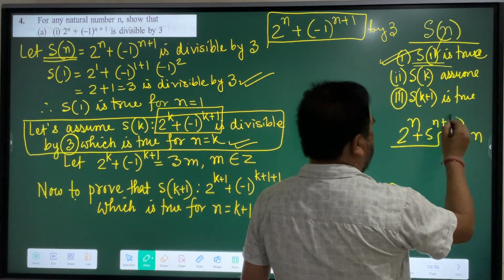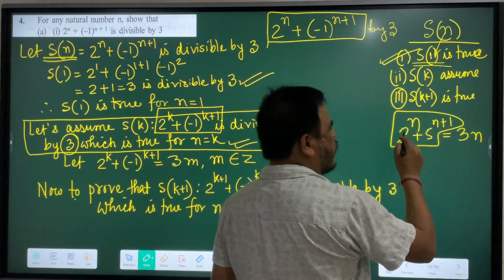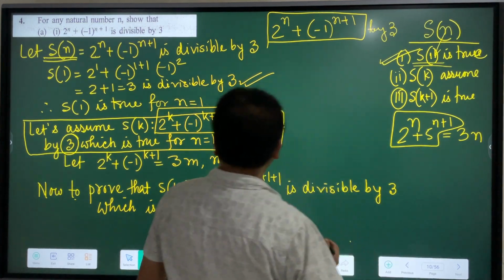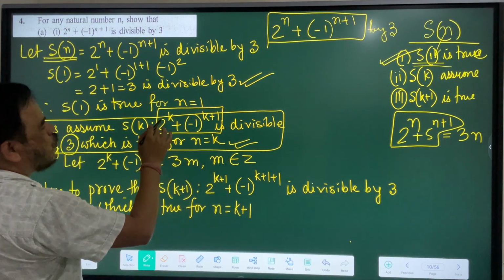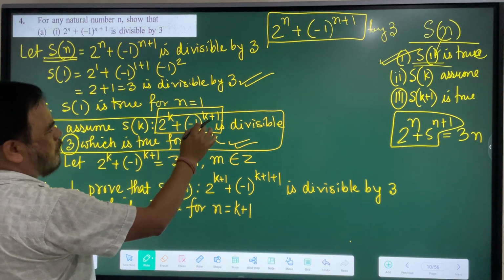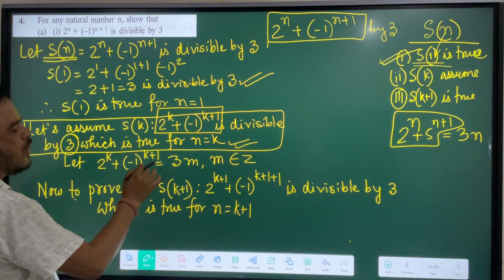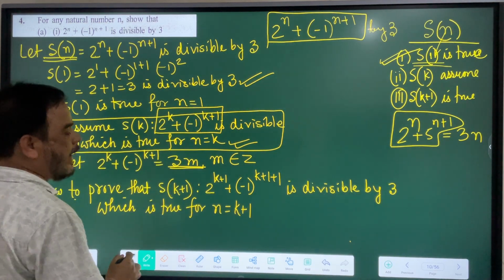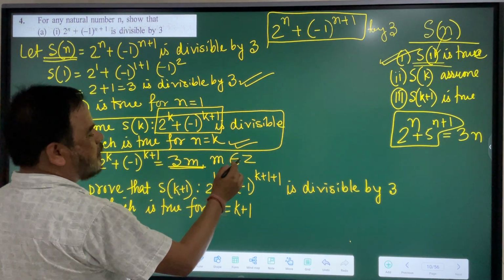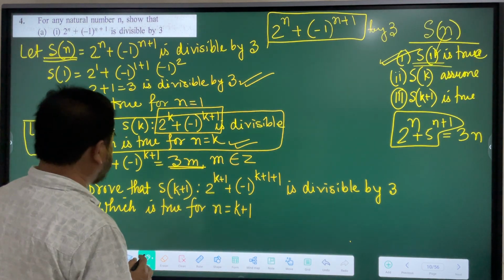That means this term is divisible by 3, because this equals 3 into something. So as we already have, 2 to the power k plus (-1) to the power k plus 1 is divisible by 3. So 2 to the power k plus (-1) to the power k plus 1 equals 3m. This one we have taken, let m belong to the integers.